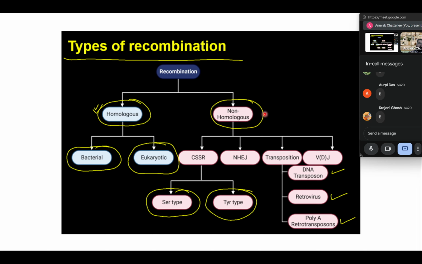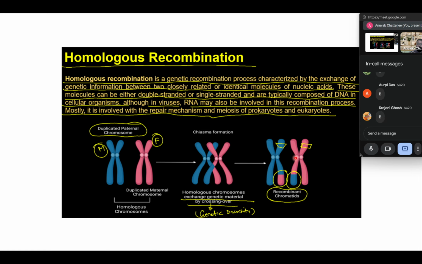Or there is non-homologous recombination where you do not use a template. You do it some other way that we will learn. This can include conserved single-stranded repair, non-homologous end joining, transposition, or VDJ recombinations, and we'll see all of this in a bit.